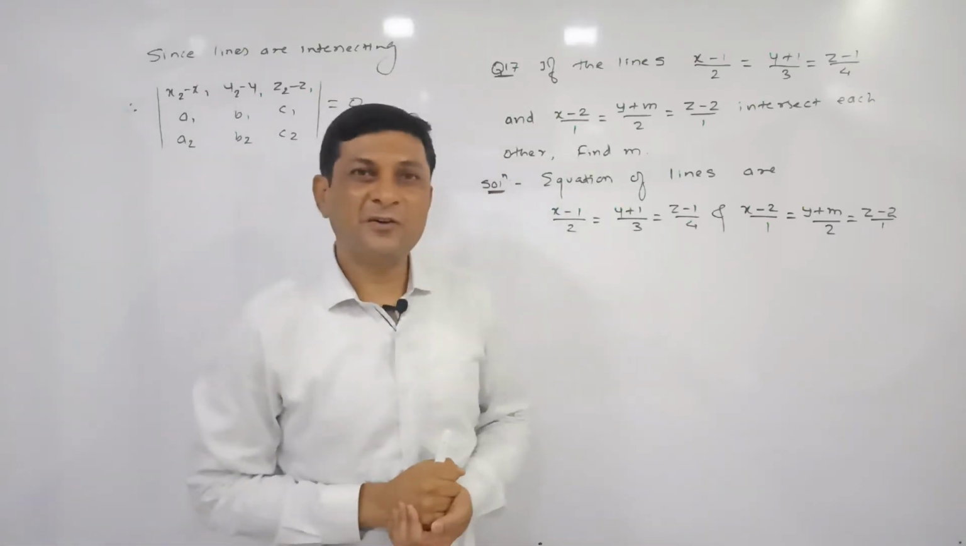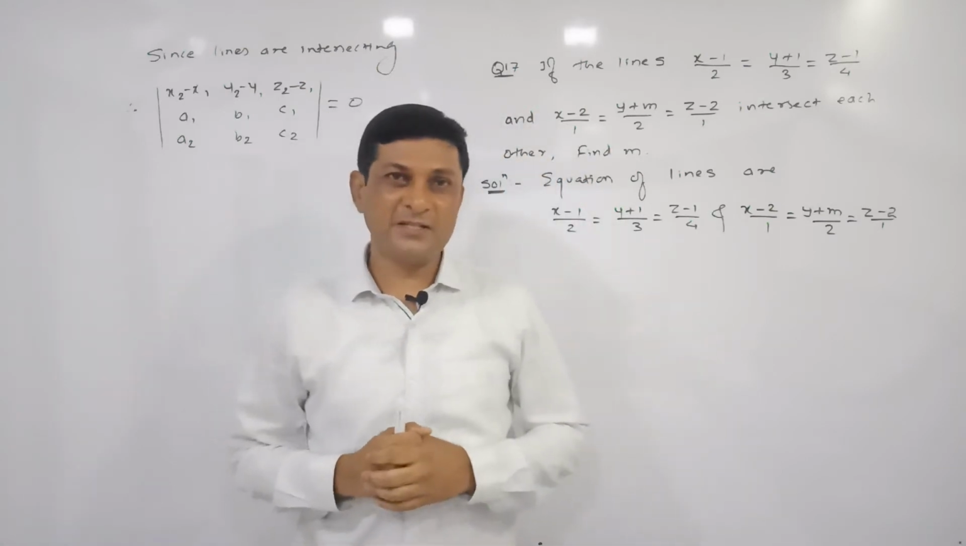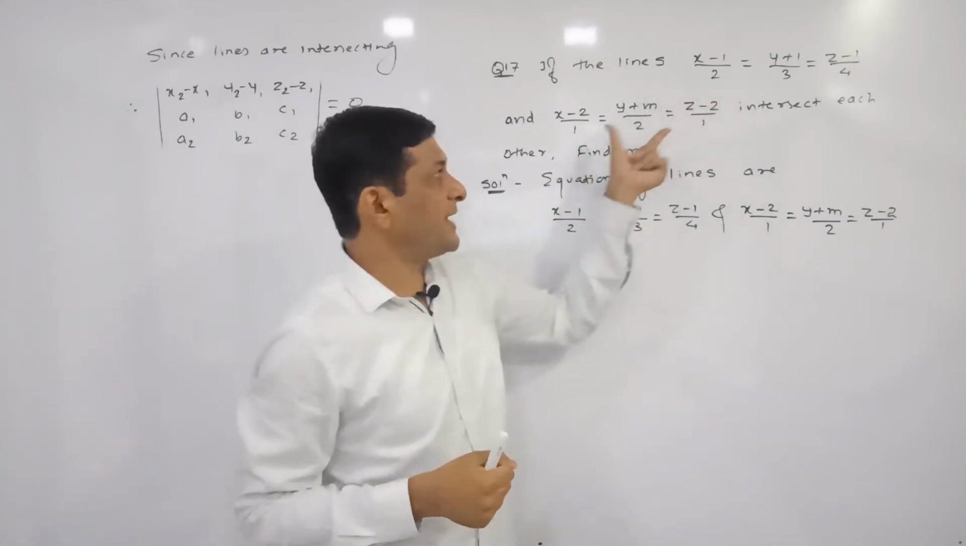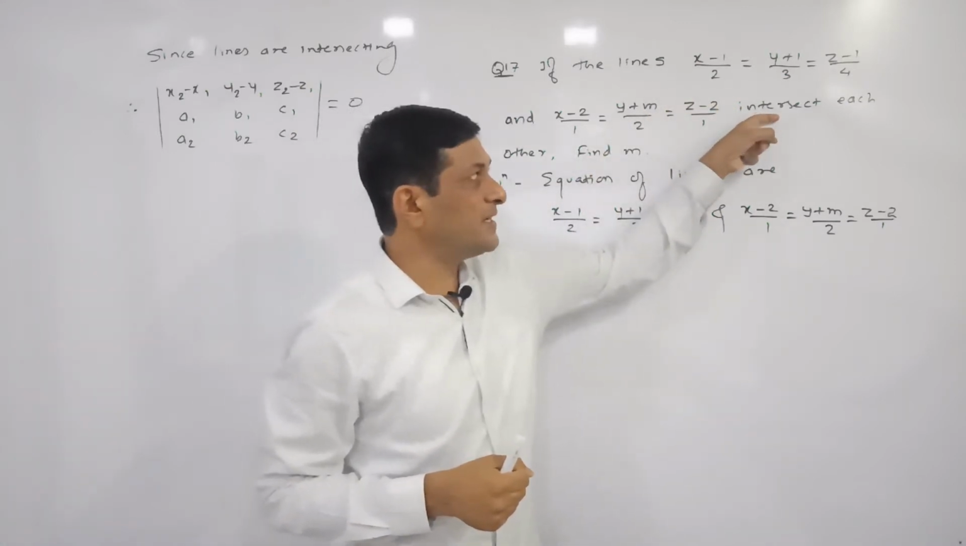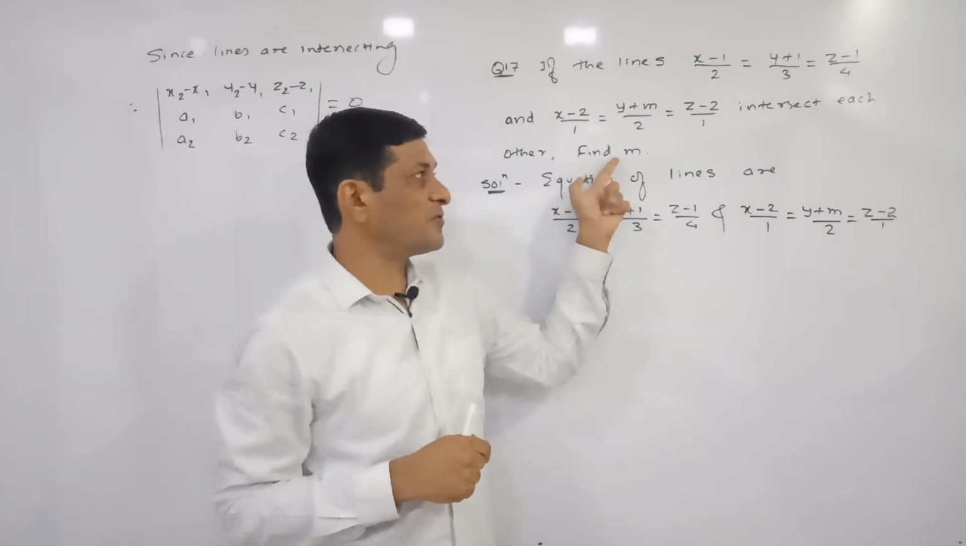Hello friends, now we are solving example number 17 from miscellaneous exercise 6a. Observe the condition in this example. Equations of two lines are given to us and these two lines intersect each other. Using this condition, the question is to find the value of m.